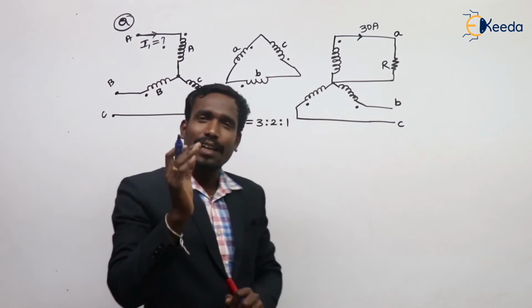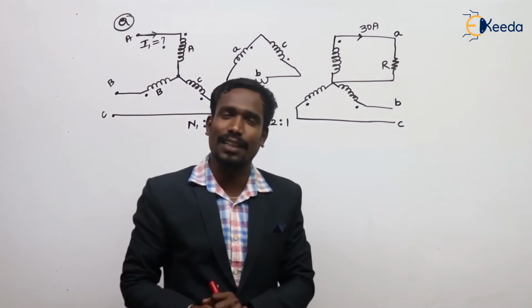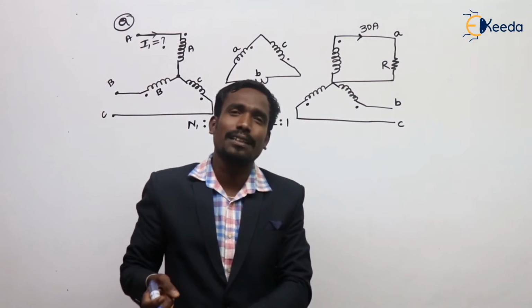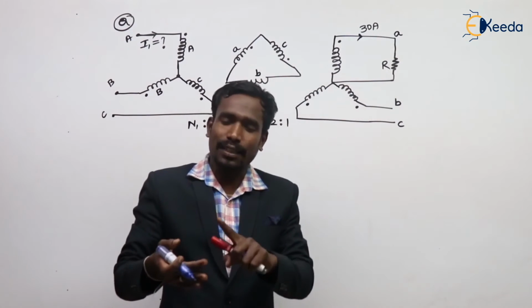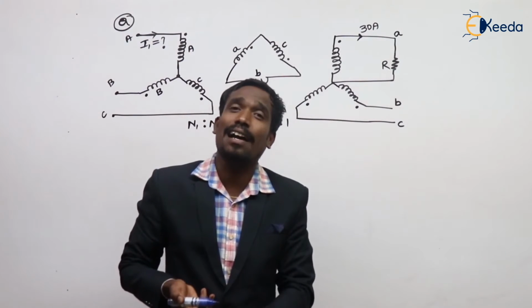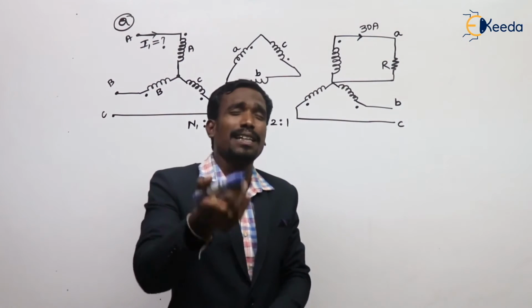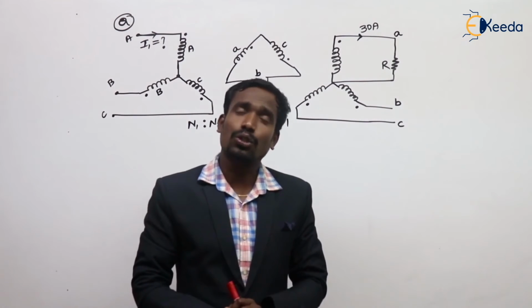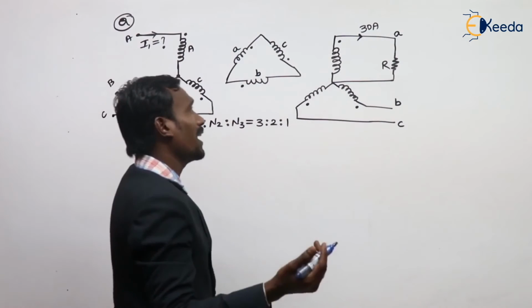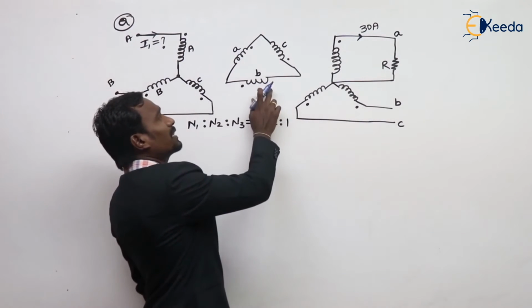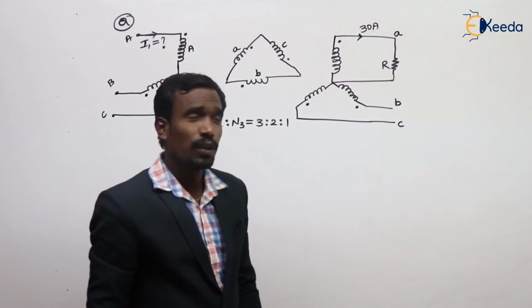But generally, in star-star, many disadvantages are there. There is no path for third harmonics, a floating neutral, not a sinusoidal EMF, and we cannot tackle unbalanced loads. To overcome these disadvantages, we use a tertiary winding. This is the third winding, which is called the tertiary winding.